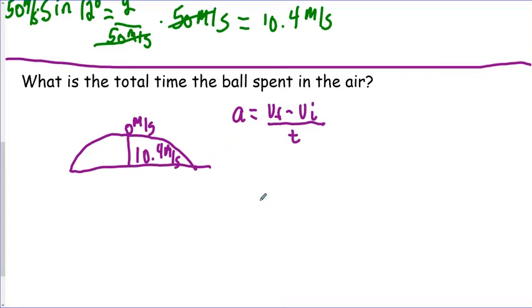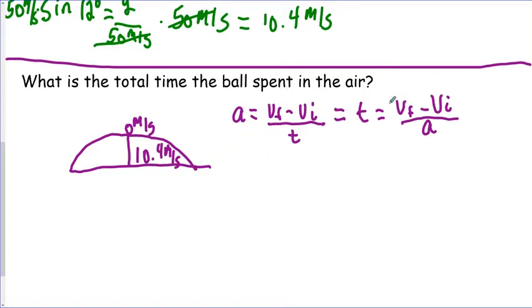I'm looking for time, so I'm going to solve for time. I'm going to multiply both sides by t and divide both sides by a. And that will give me time is equal to velocity final minus velocity initial, and all of that is divided by acceleration.